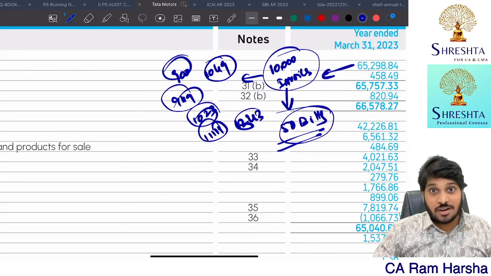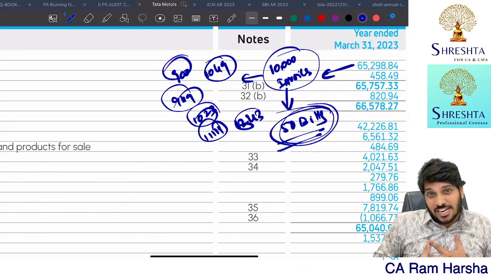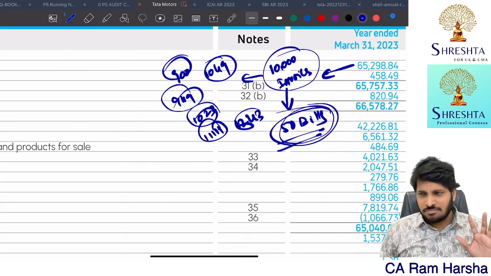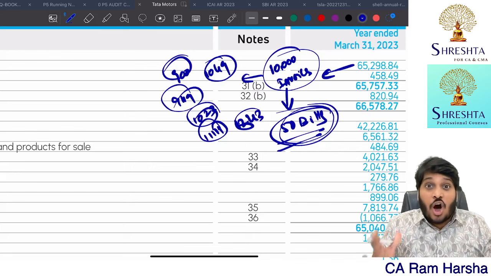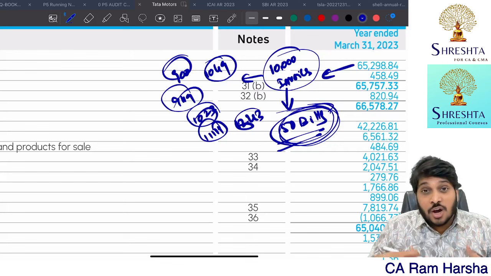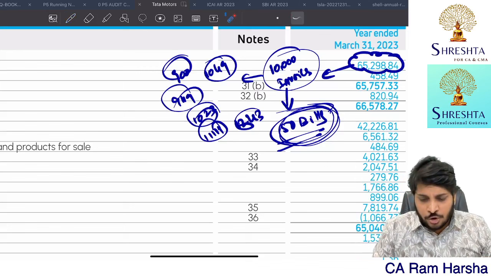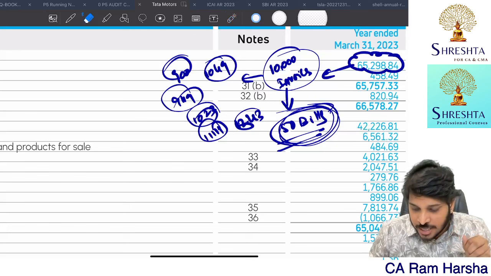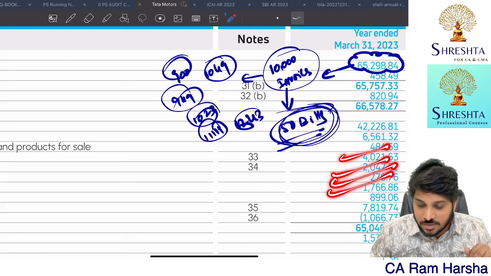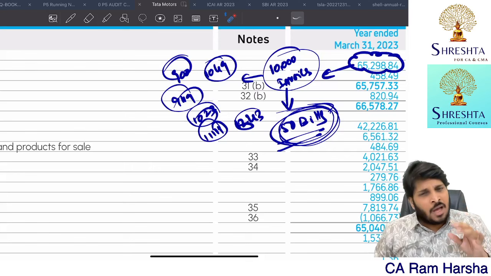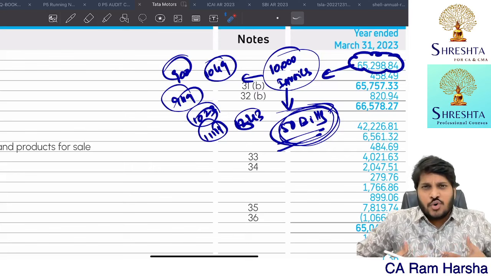Fine. So by verifying this 50 itself, I got satisfaction. Randomly some 50 items I verified and everything is correct. So after verifying these 50 random bills, you got confidence that the entire 10,000 bills, whose value is 65,000 crore, are genuine. Same way you verified this 458 crore sample, this 42,000 crore, some samples you verified, 6,500 crore, 4,000 crore, 2,000 crore, 279, 1,766. In all these items, only samples you verified. By verifying random samples, you got confidence, you got satisfaction, you got sufficient and appropriate evidence.